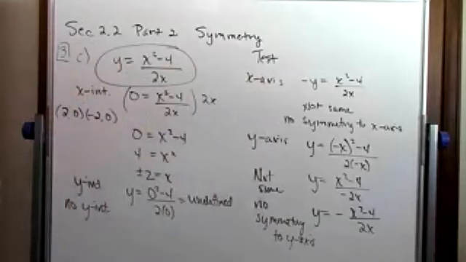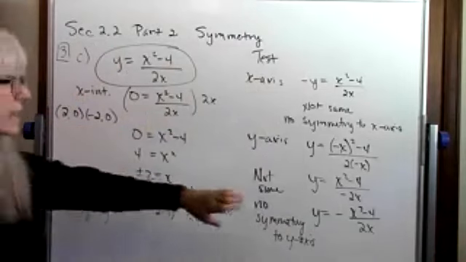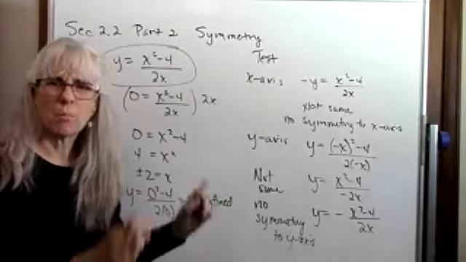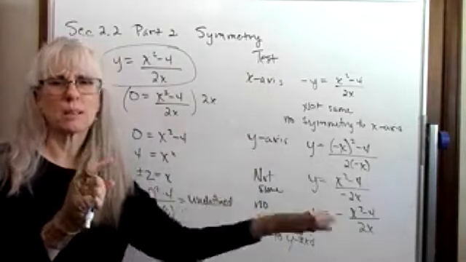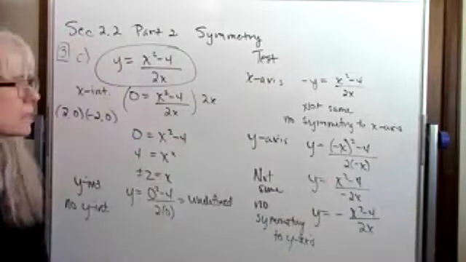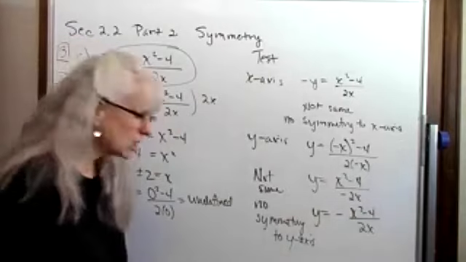Wait a minute. Why are we not getting something out of this? I had two x-intercepts. Why is this not folding across the y-axis? Well, let's go test the origin and see what happens there.